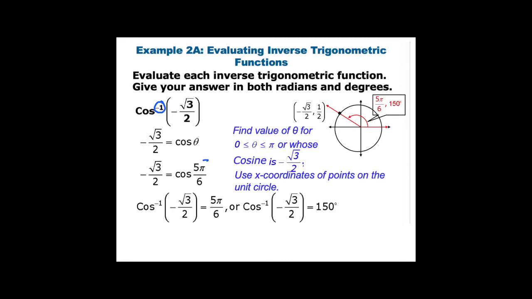You'll see that 5 pi over 6 is what would give you the negative square root of 3 over 2. And then you'll write out inverse cosine of negative square root of 3 over 2 equals 5 pi over 6. Or you can write the inverse cosine of negative square root of 3 over 2 equals 150, because 150 would be your degrees if you look at your unit circle.